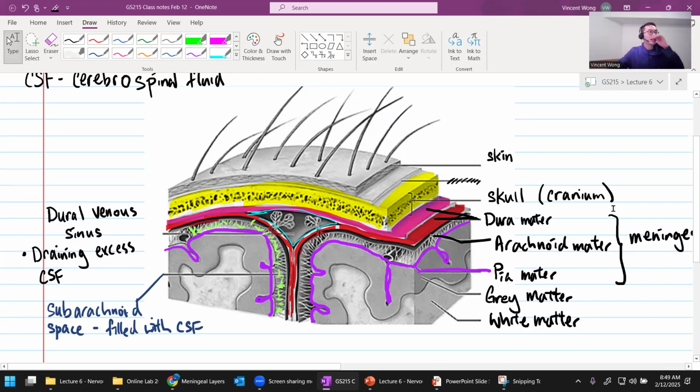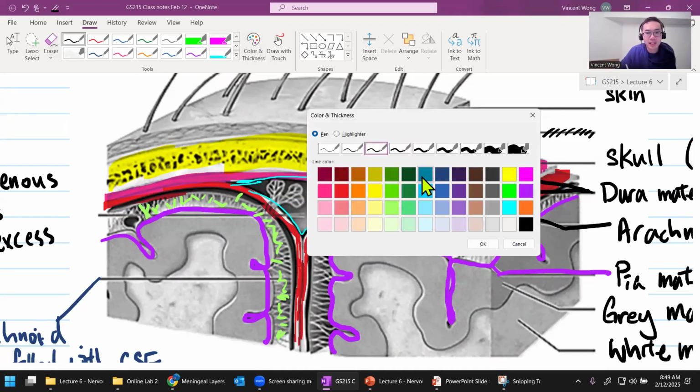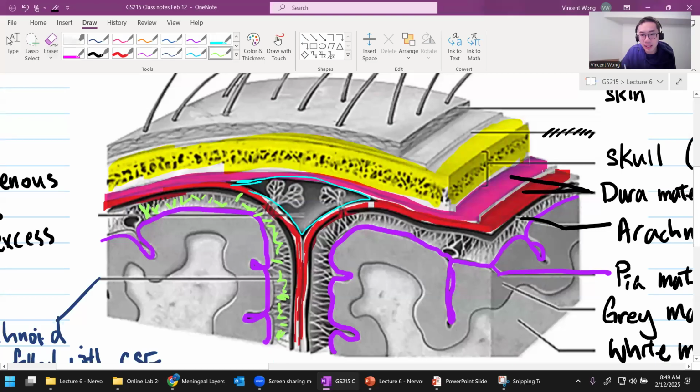Okay. Yes, there's a question. Go ahead. I'm just having a hard time seeing where the difference is between the arachnoid mater and the subarachnoid space. Yeah, that's a good question. Let me zoom in here. You see all this furry stuff? That's the subarachnoid space. The arachnoid layer is right there, just underneath the dura mater. And all these things that come from it, that's the subarachnoid space.